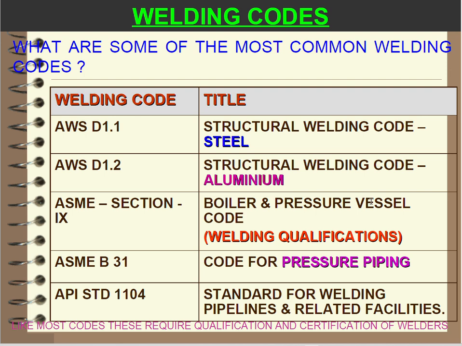AWS, American Welding Society D1.1 refers to structural welding code for steel. AWS D1.2 refers to structural welding code for aluminum. ASME Section 9 refers to boiler and pressure vessel welder qualification. ASME B31 refers to pressure piping. API, American Petroleum Institute Standard 1104 refers to the standard for welding of pipelines and related facilities.